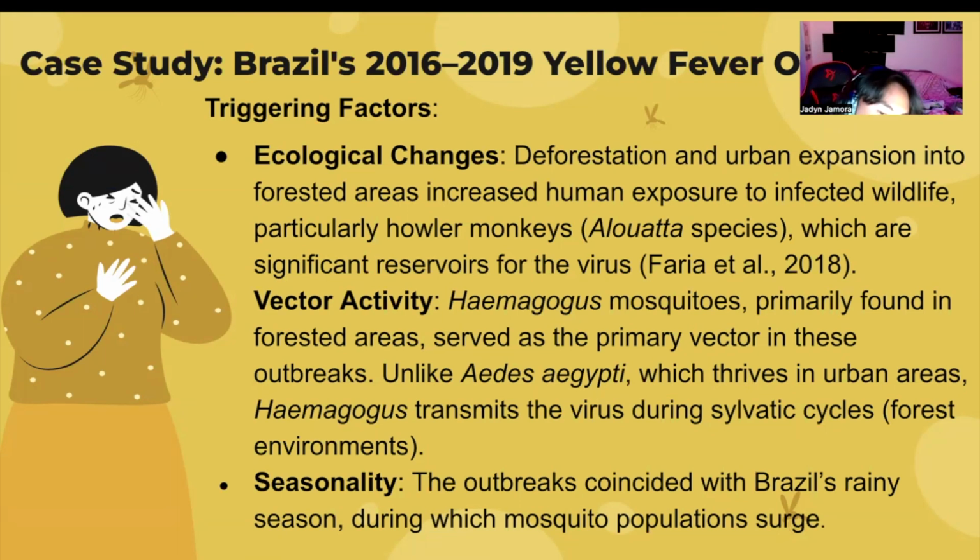Haemagogus mosquitoes are specifically adapted to forest environments. Their activity and biting behaviors in these regions make them effective transmitters of the virus between wildlife such as howler monkeys and humans entering or living near forested areas.